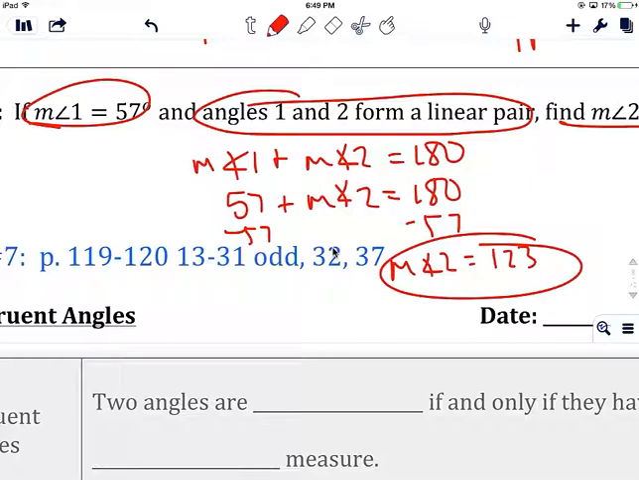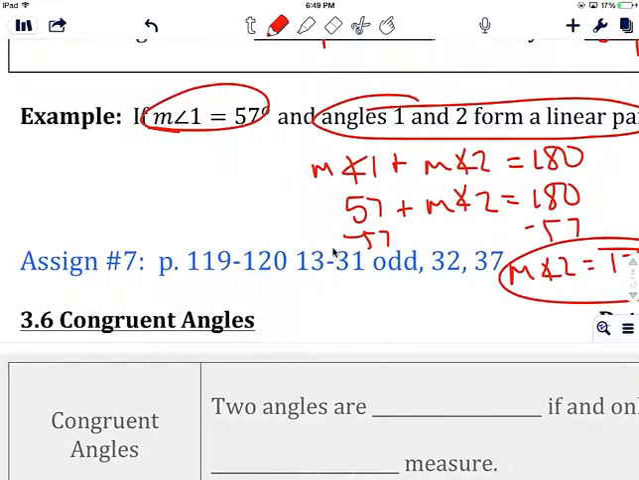All right. So, assignment for tonight, page 119 to 120, 13 to 31 odd, 32 and 37. Get it done. Maybe you have a little treat tomorrow when I come back.